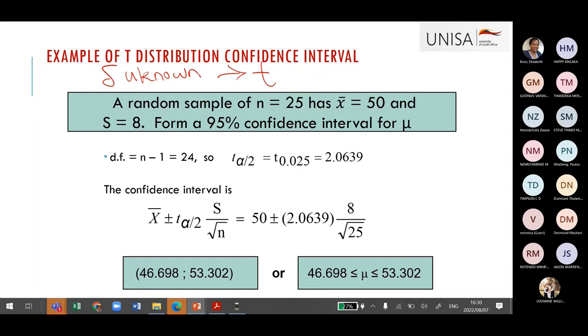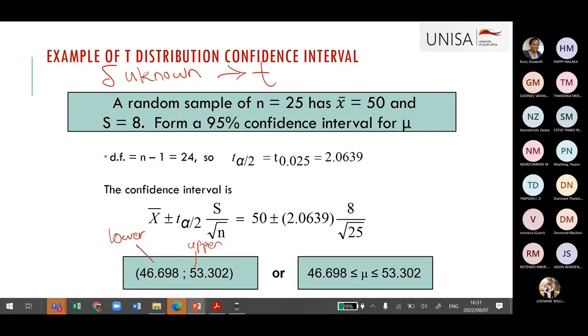Calculating the confidence interval. Our mean we were given is 50 plus or minus our critical value, which we found to be 2.0639, times the standard error, which is our standard deviation, 8, divided by the square root of our sample size. Our sample size is 25, so the square root of 25. So 50 plus or minus 2.0639 times 8 divided by the square root of 25 gives us, on the lower limit, 46.698, and on the upper limit, 53.302. Or we can write it and say the population mean parameter lies between 46 and 53.